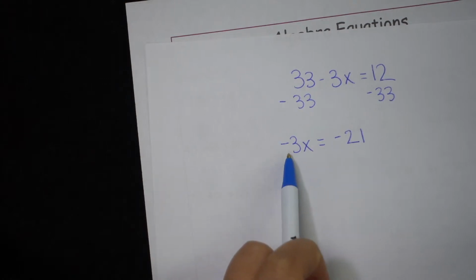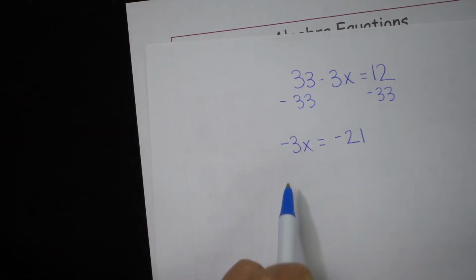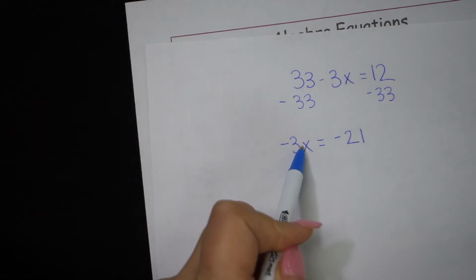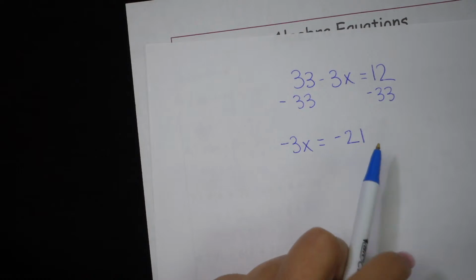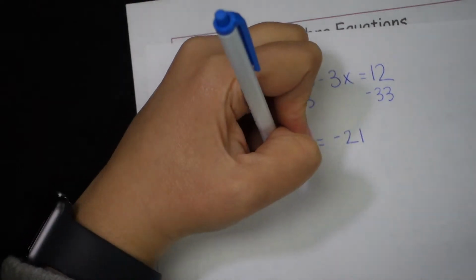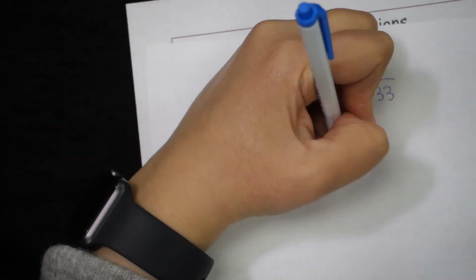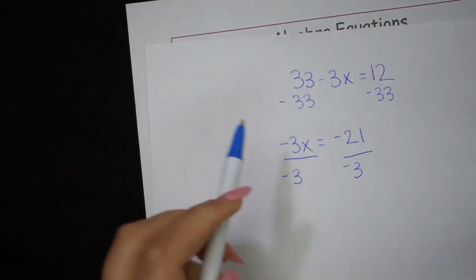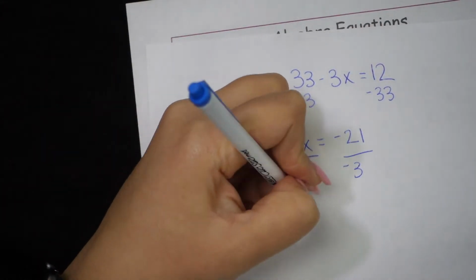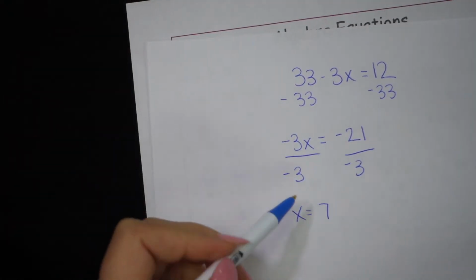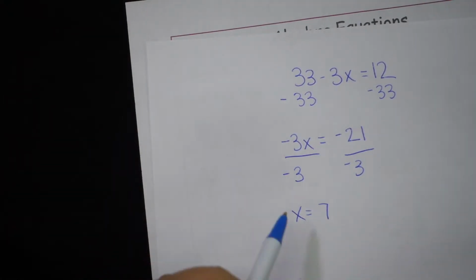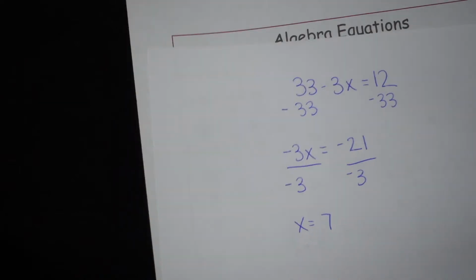You get negative 3x is equal to negative 21. Now we see that this is negative 3 times x. There's an invisible little multiplication right here. So this is negative 3 times x is equal to negative 21. What are you going to do? We're going to divide by negative 3, and then what do we get? We get x is equal to positive 7. And that's because a negative divided by a negative gives us a positive value.